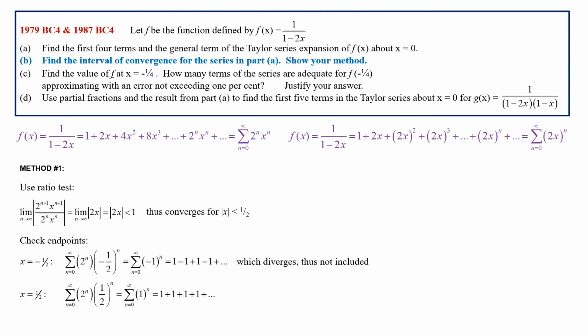So now we do it again with the 1/2. We go 2 to the n times 1/2 to the n, which ends up being 1 raised to the n, which is 1 plus 1 plus 1 plus 1, and its partial sums go 1, 2, 3, 4, 5.